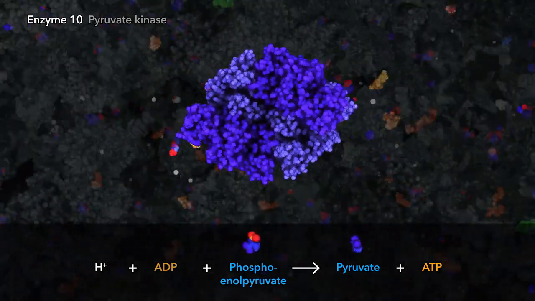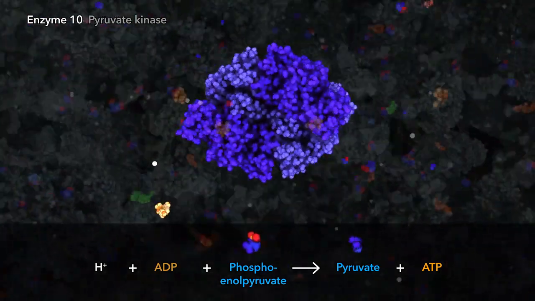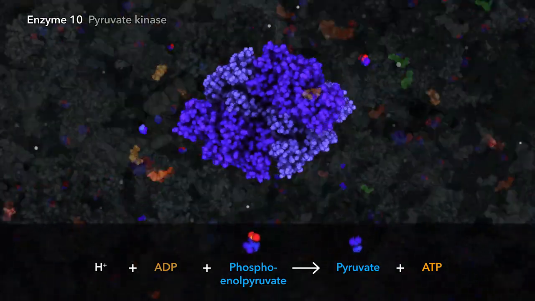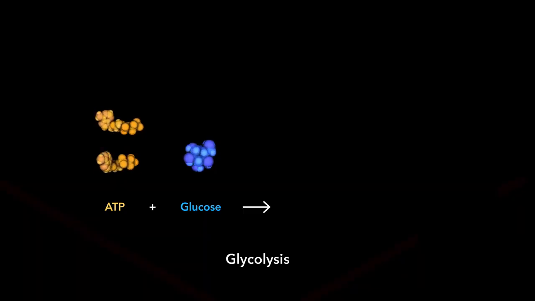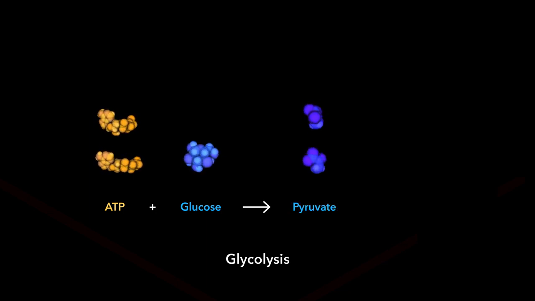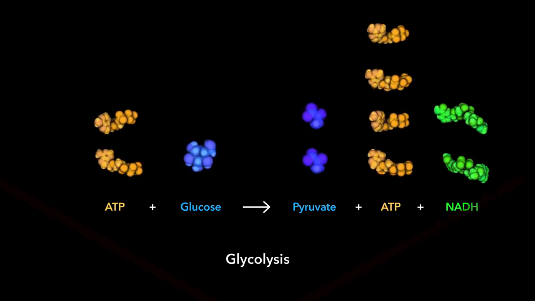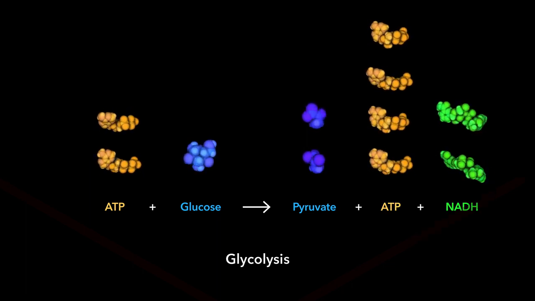Glycolysis finally produces a net gain in ATP. The glycolysis pathway breaks down glucose into 2 molecules of pyruvate, gaining 2 ATP and 2 NADH in the process.